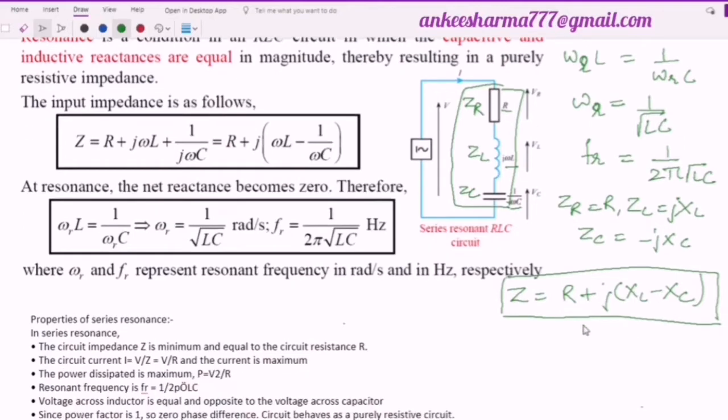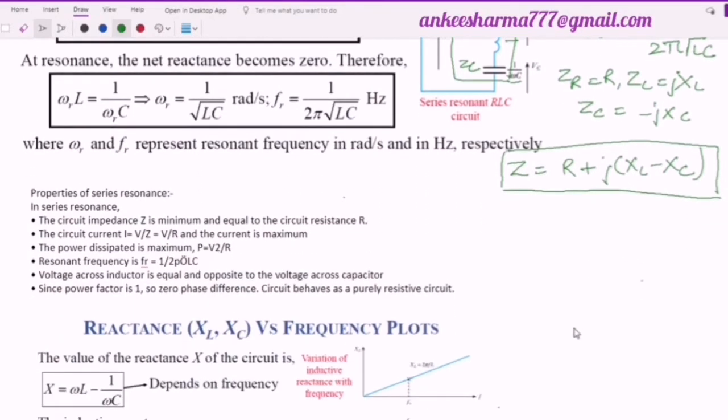So there are a few conclusions or properties of series resonance that I want to discuss before going further to the different curves. So first one is that the circuit impedance Z is minimum and equal to the circuit resistance R. When XL is equal to XC, definitely at resonance Z will be equal to R. So this is quite obvious, and this R is the minimum value, so I can say that Z will have the minimum value at resonance.